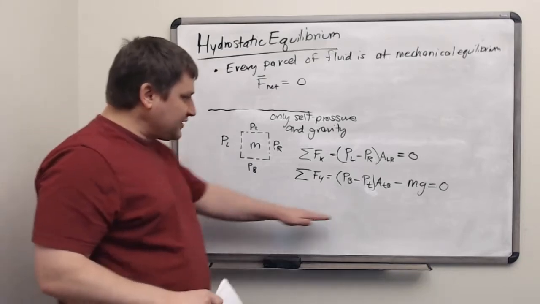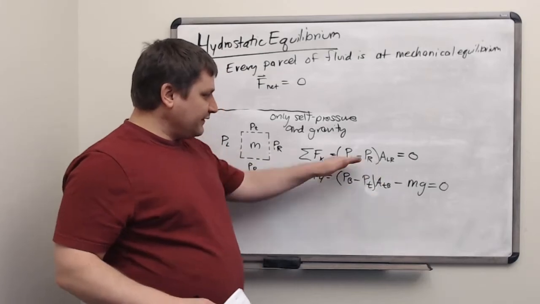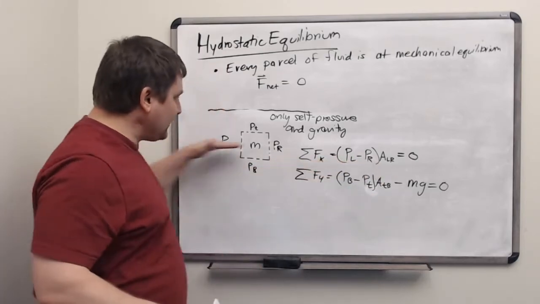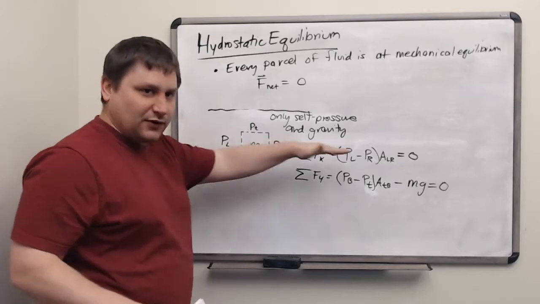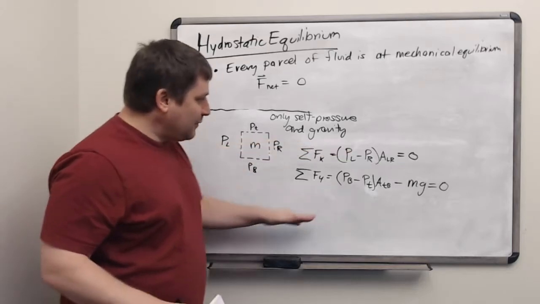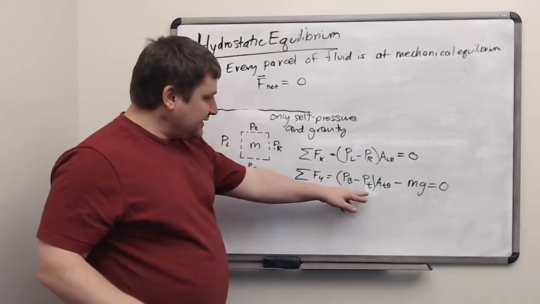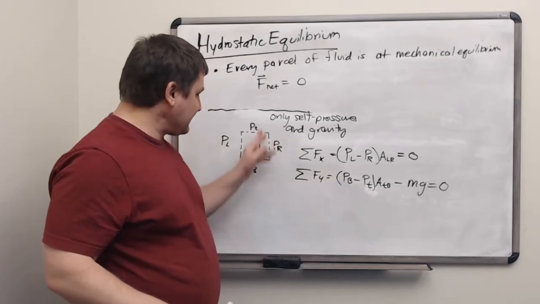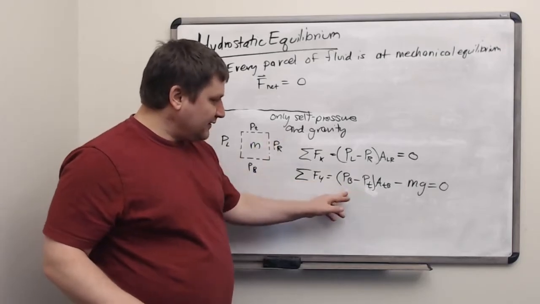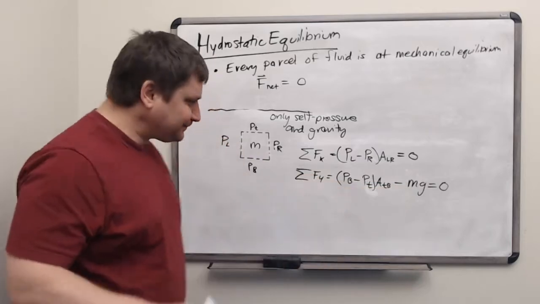Okay, so that's the equation of hydrostatic equilibrium here. Left and right pressures are the same, so horizontally there's no change in pressure if you go along a horizontal line. But vertically, there's a difference between the pressure at the top and bottom of a parcel that depends on how much mass is in there.